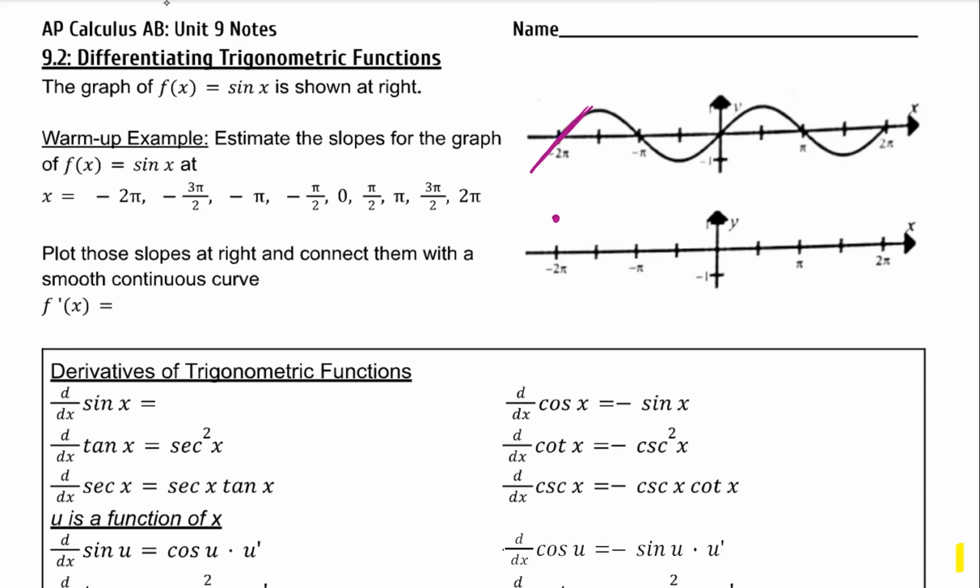That looks like it's about 1. The slope at negative 3 pi halves is 0. At negative pi, looks like about negative 1. Then 0, positive 1, 0, negative 1, 0, 1. This graph, hey, we know what that is. That is cosine. So f prime of x, or the derivative of sine x, is cosine x.